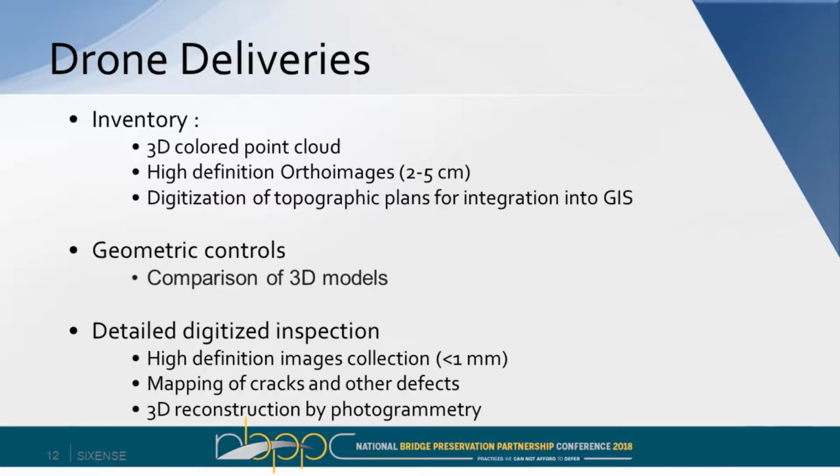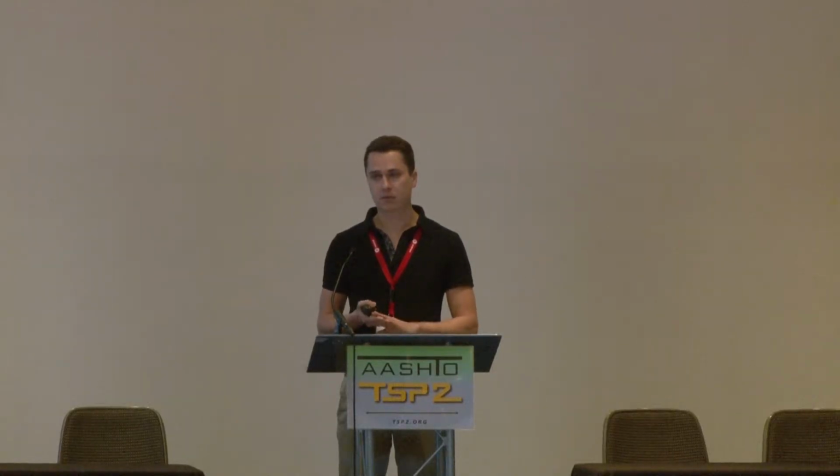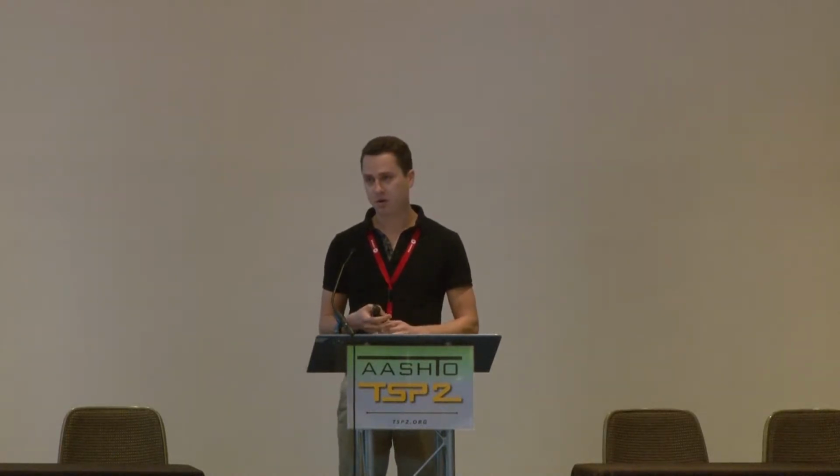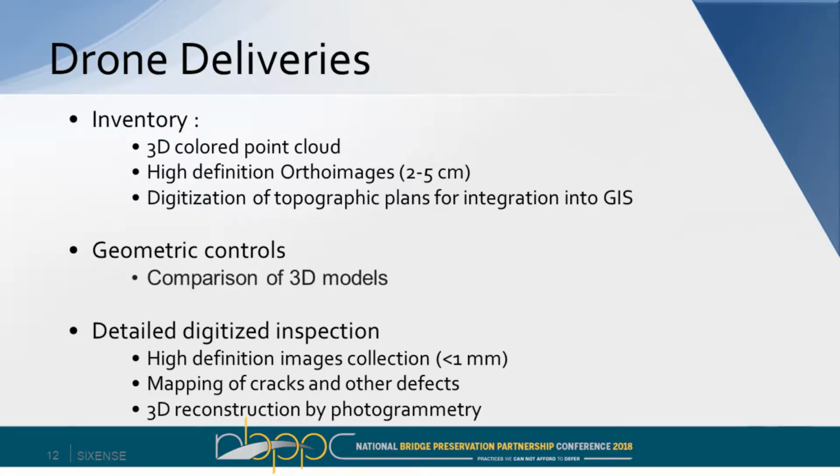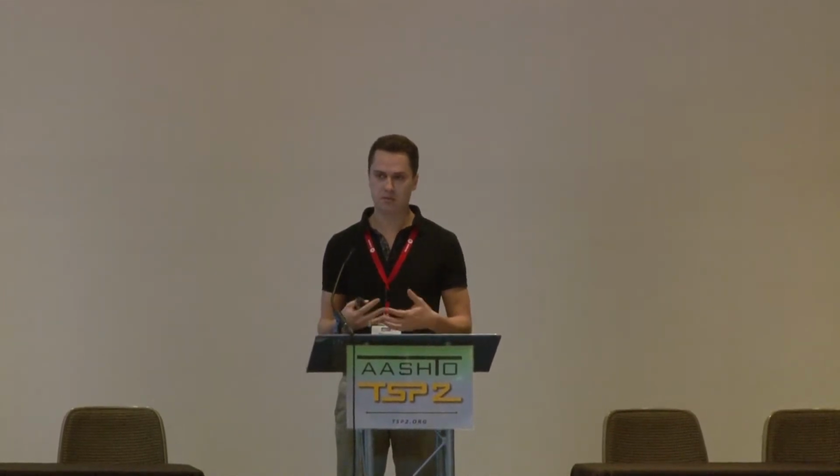And for geometric controls, if you have a 3D model, you compare them from one model to the next to see what changes there are. You can produce heat maps to make sure that things aren't changing unexpectedly or beyond the limits that you want. And during the inspection itself, this is where you really want those high definition images. If you're going to look at defects such as cracks or spall, you want a very high definition image. So here we go on the scale of less than 1 millimeter. And again, if you have multiple photographs, you can model them together to produce a 3D image.